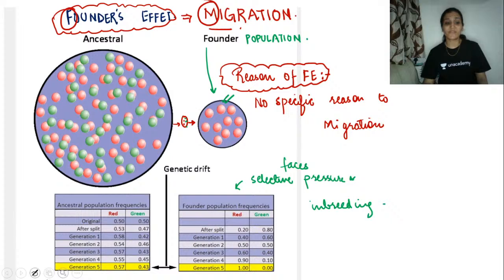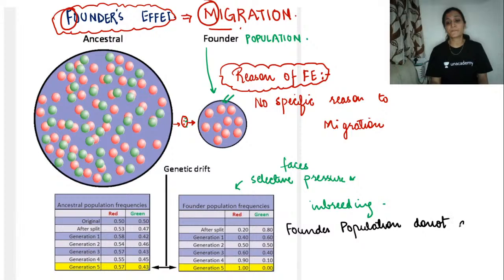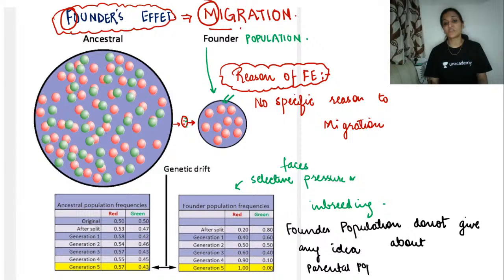So we can write one sentence over here, importantly, that founder population does not give any idea about the parental population or ancestral population. Ancestral population. This is the thing. They do not give any kind of hint.